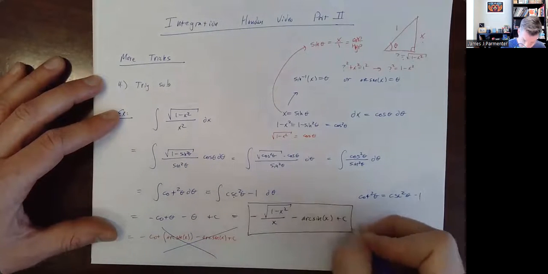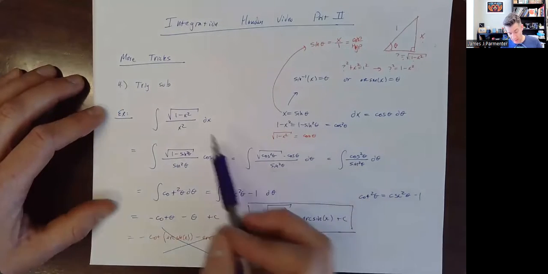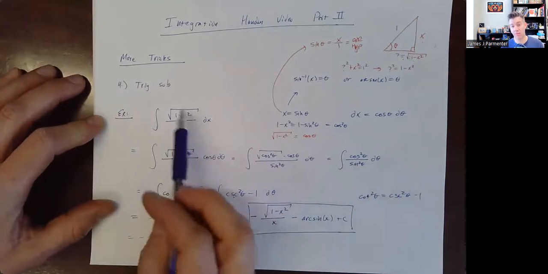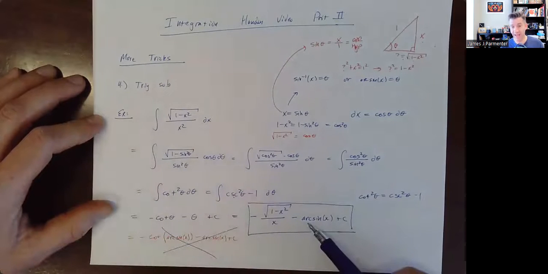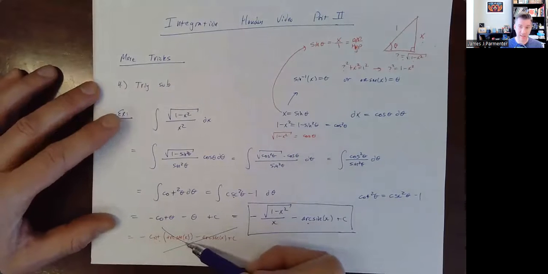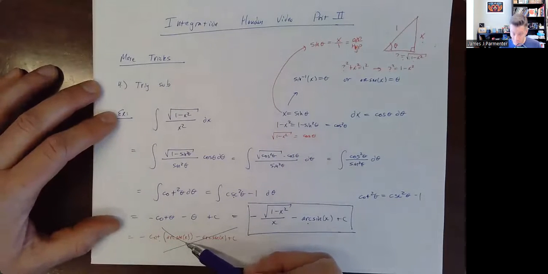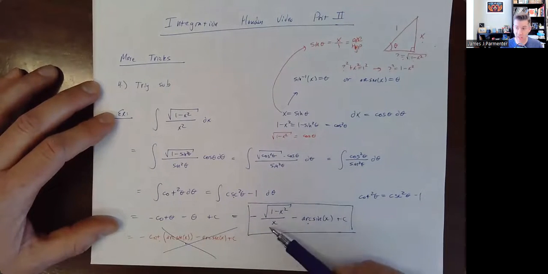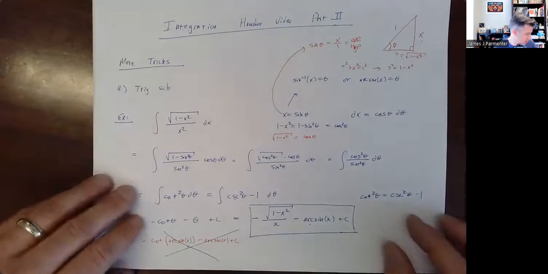So something to think about here is if you're doing a trig sub, if it's an indefinite integral and you're starting off with x's, you have to end with x's. And although it's not incorrect to write negative cotangent of arcsine of x, no one wants to see that. Their expectation is to do this sort of thing. Let's do a couple more.